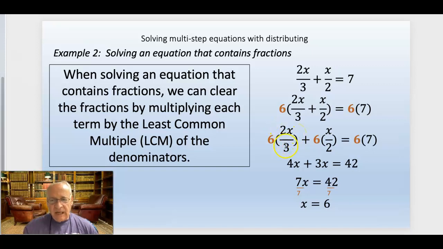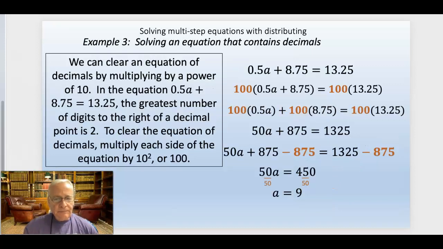So 6 times 2 divided by 3 is 4, so you have 4x. Then 6 divided by 2 is 3, so you have 3x. And 6 times 7 is 42. You multiply everything by 6. It keeps the equation in balance. Then it's much simpler. 4x plus 3x gives you 7x, and divide both sides by 7. Again, when solving an equation that contains fractions, you can clear the fractions by multiplying each term by the least common multiple of the denominators. We'll practice that.